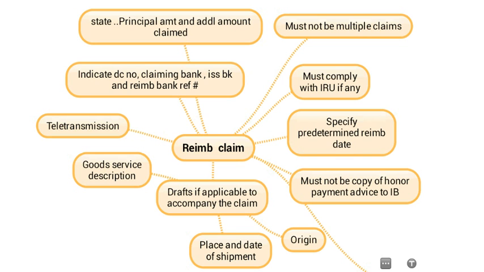The reimbursement claim has to state the exact principal amount, additional amounts claimed, and charges if any claimed. Multiple claims should not be sent in one message. The claim should not be a copy of a negotiation advice or a bill handling advice given to the beneficiary under the LC. The reimbursement claim should comply with the terms and conditions of the irrevocable reimbursement undertaking, if any, given by the reimbursing bank to the claiming bank. The reimbursement claim should specify the predetermined reimbursement date, the value date of the claim, the date of payment expected. The reimbursement claim must not be a copy of a payment advice.